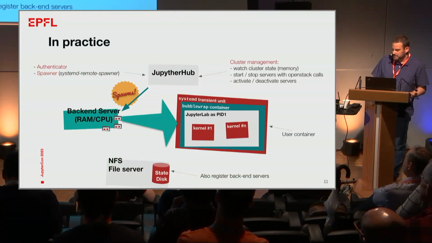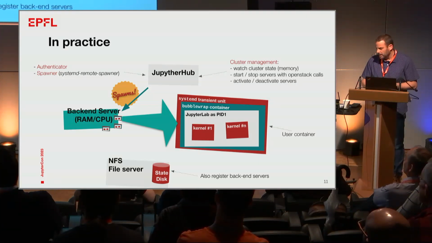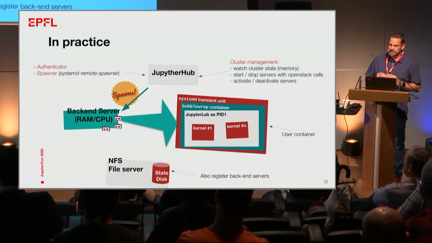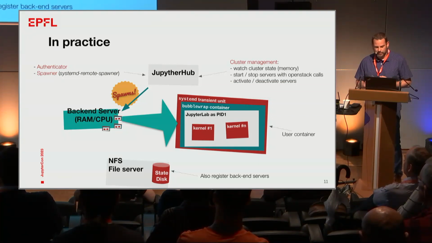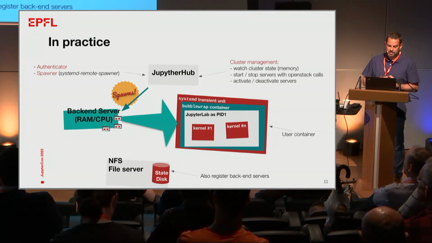So in practice, what did we have to do to deploy this JupyterHub? As usual, when you make a JupyterHub installation, you need to design two key components to make it fit your environment. The first is the authenticator. That was pretty simple. We designed a specific authenticator just to use our institutional authentication mechanism.